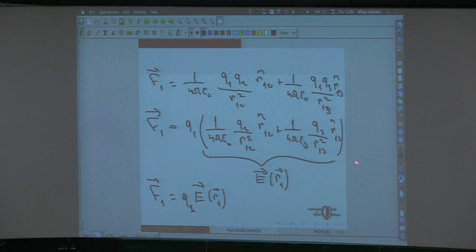Now, if you look at these terms, all of them are quite continuous. So the electric field will be continuous. There are some cases that it will not be, but we will cover them in a week or so.